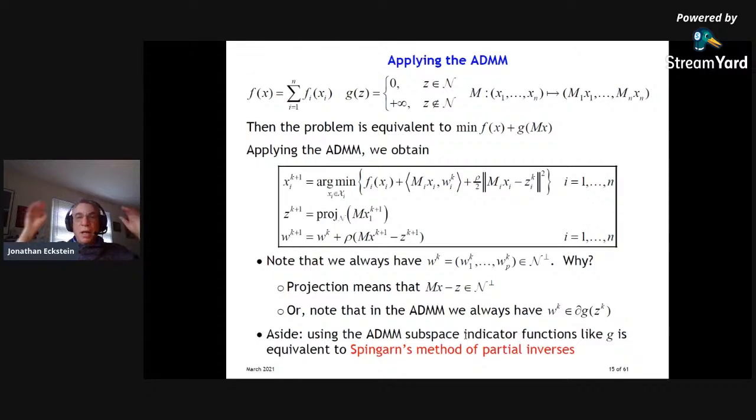Okay. And just a little aside, this is actually also a special case of an algorithm called Spingarn's method of partial inverses, which is basically what's called Douglas-Rachford splitting. It applies any time one of the operators you have comes from this type of function, the indicator function of a subspace.